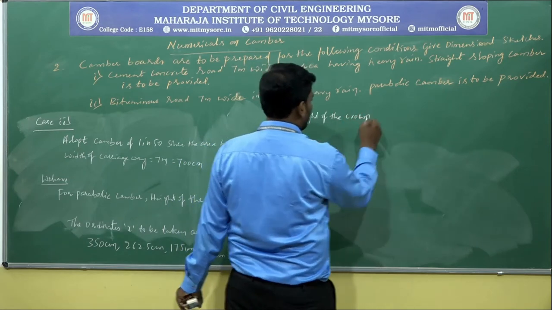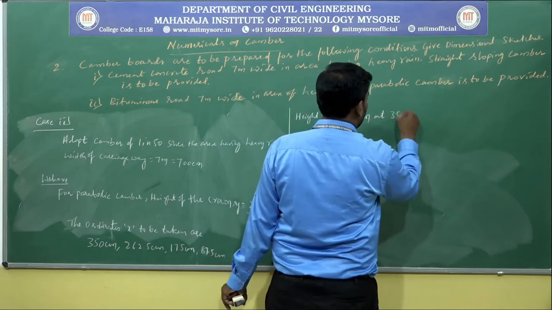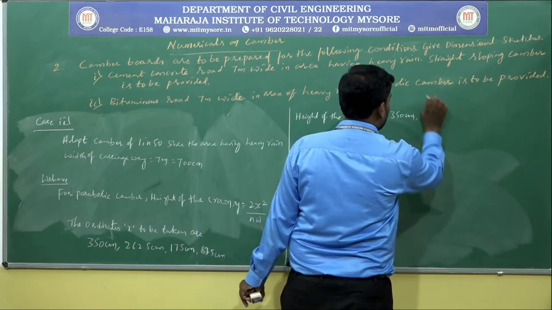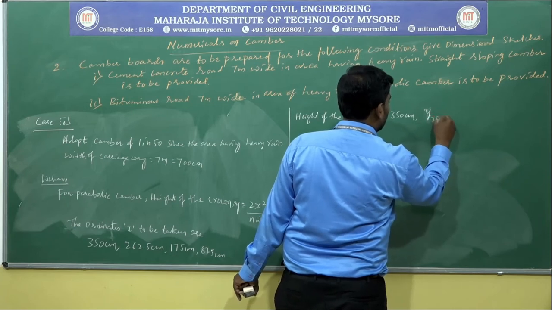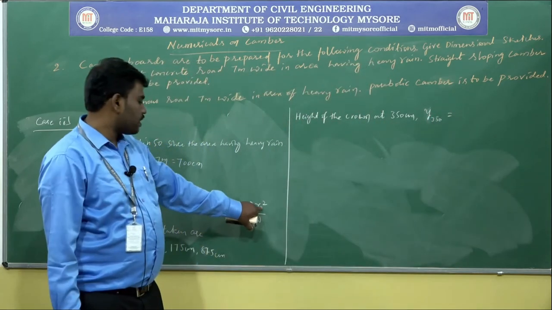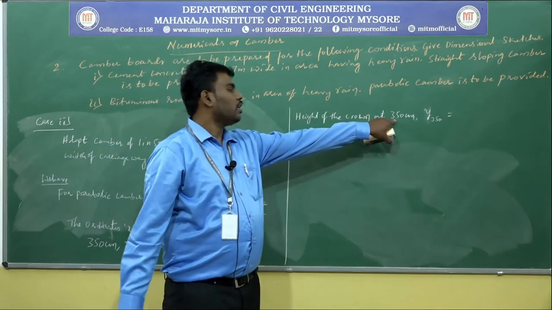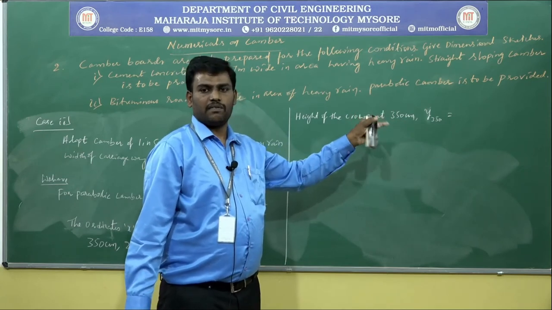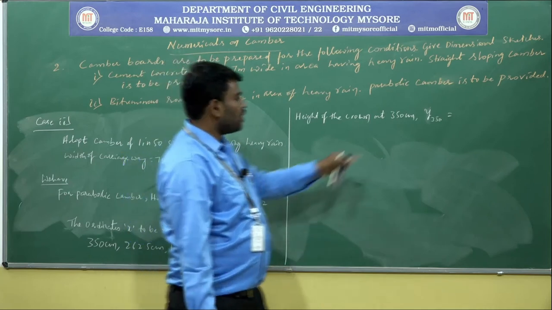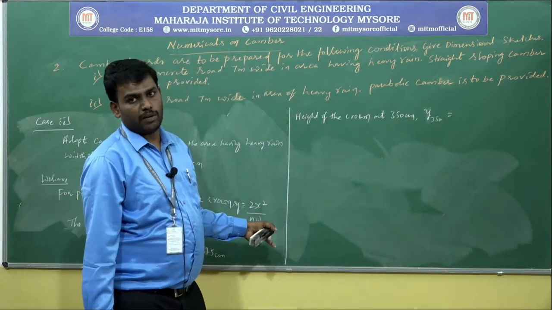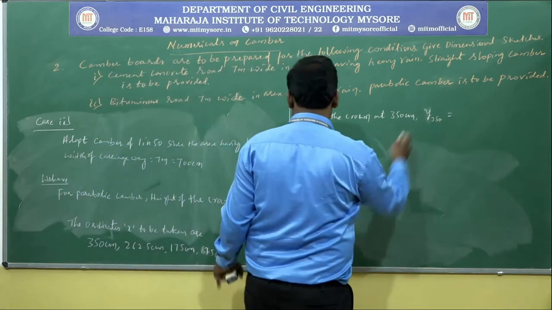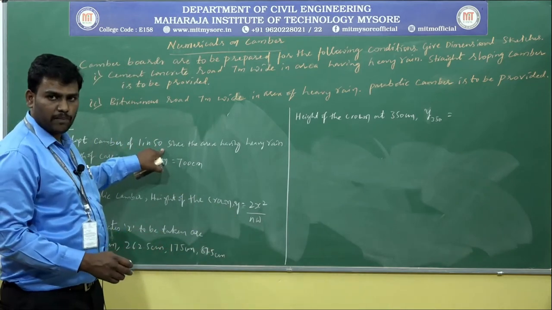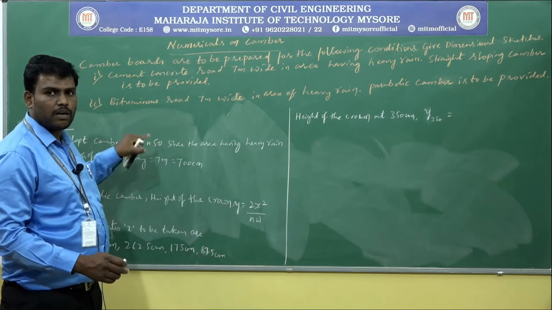The first one, the height of the crown at 350 centimeter, that is y 350 is equal to, only thing is that in the x value you should change the x values as 350, for the next it is 262.5, then for the next it is 175, then it is 87.5. And w is the width of carriageway, you have to mention in terms of centimeter, that is 700 centimeter. Okay, y is equal to 2x square by nw. We know that n is 1 in 50, the amount of camber is 1 in 50, means the n value becomes 50.